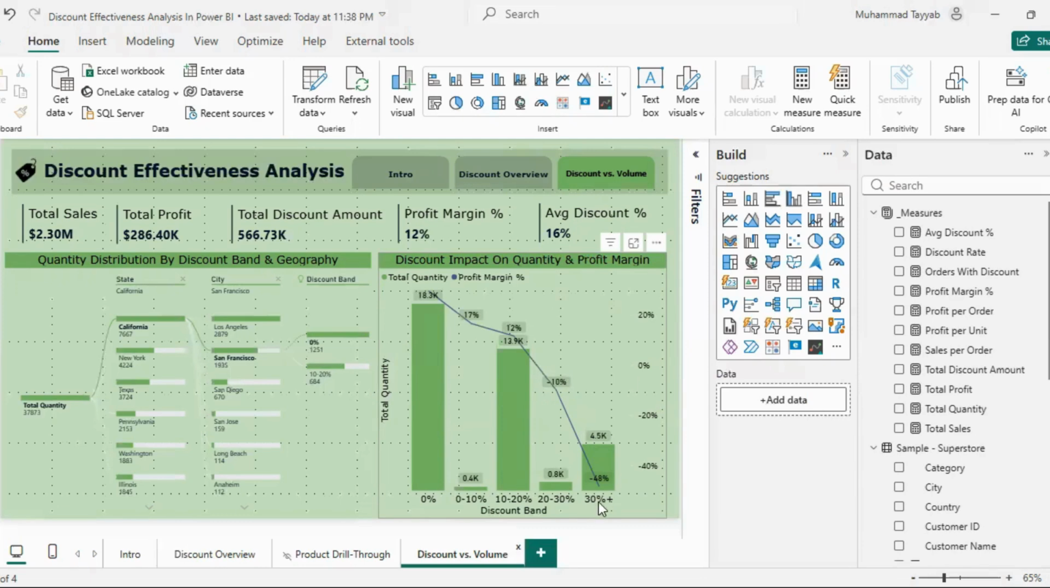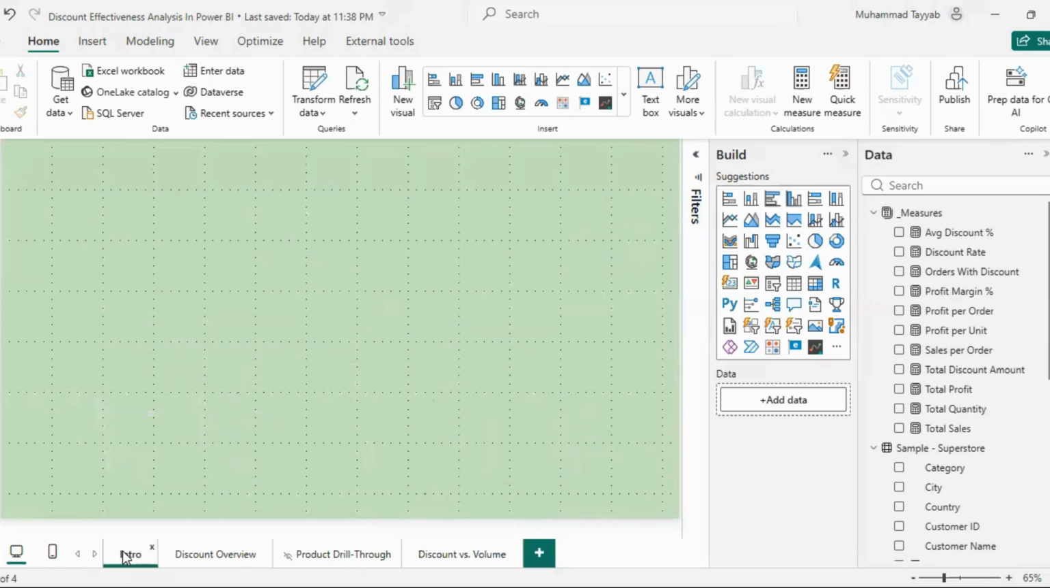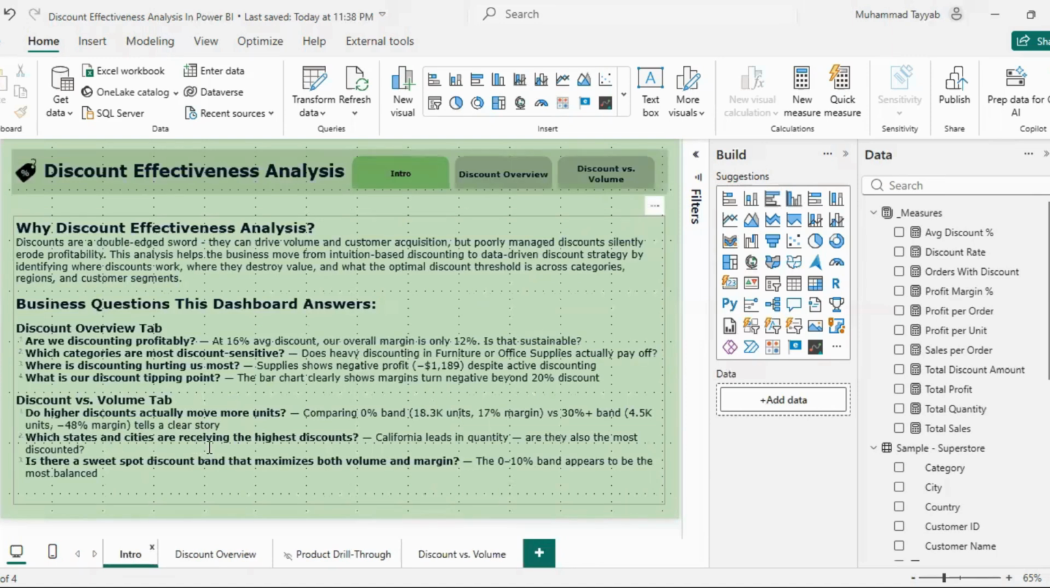For example, we are providing a good amount of discount over here, but the quantities being sold are not higher. People normally try to apply discounts on those things which are not selling out. So if we just apply a discount, then people may get those products. Sometimes businesses do that to get rid of those products as well. This happens. So let's move on to another question: which states and cities are receiving the most heavily discounted orders?